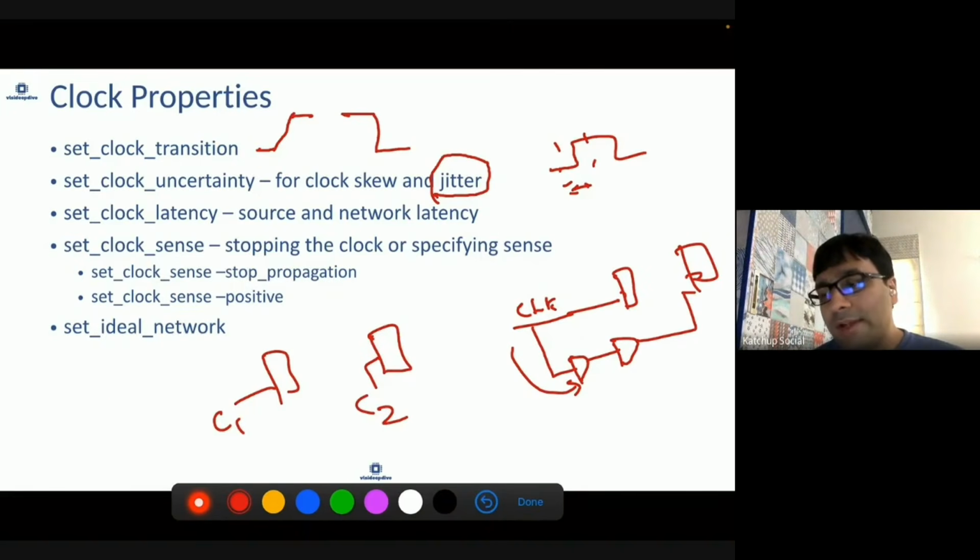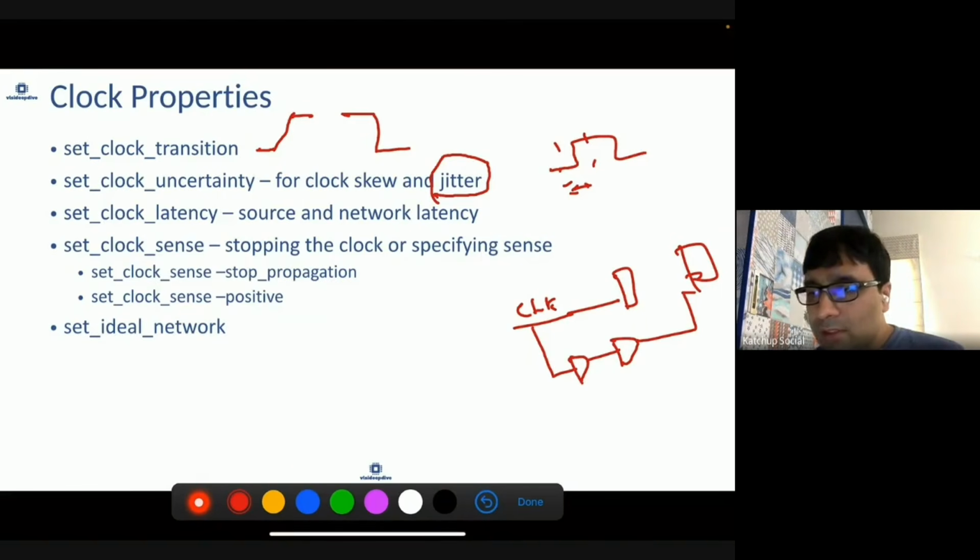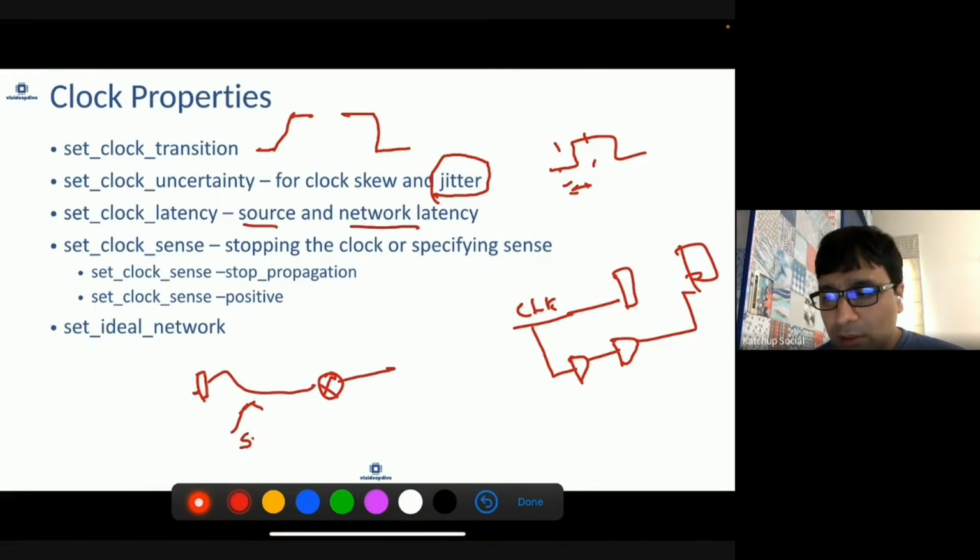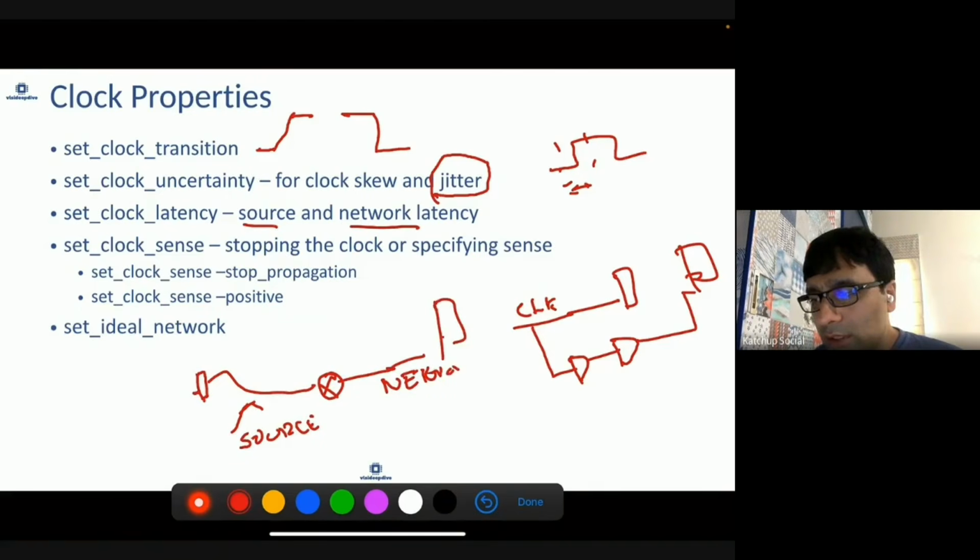You can tell what is the latency on the clock path, and latency has two elements, source latency and network latency. So let's say you're defining a clock here and the source is here. What is my source latency? What is my network latency? And you can specify min and max value of that.